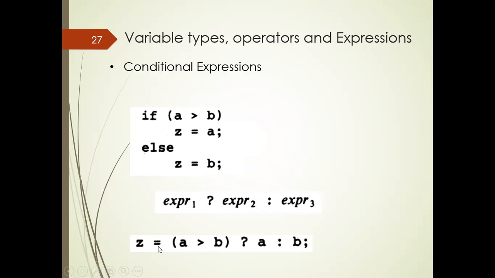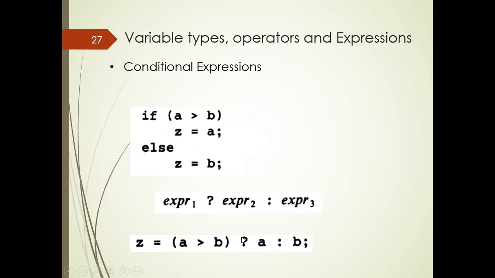So Z is equal to, and then you say A is greater than B. That's the comparison you have there. And then the outcome, if this is true, it will be A. So you put the A there. If it's false, it's B. And then you have the question mark and then the colon there. And of course, semicolon at the end. So this is another way to write this one, a more compact way. So you might use this one or this one, depending on your preference.